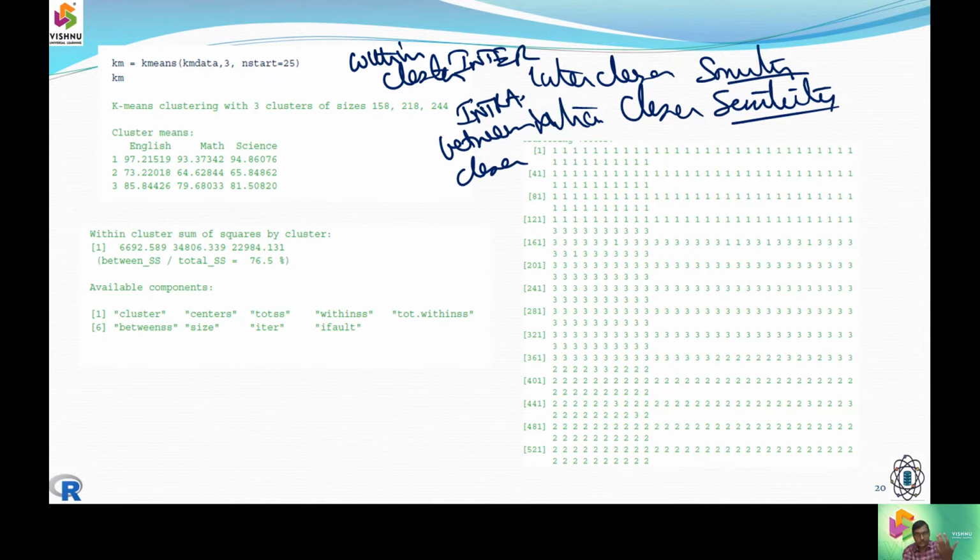We call them intra-cluster similarities. So intra-cluster similarities should be very high. Inter-cluster similarities should be very far. So that was the criteria when we are going to take up the clustering values.